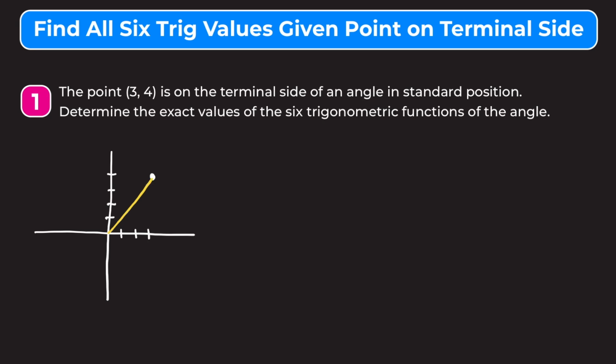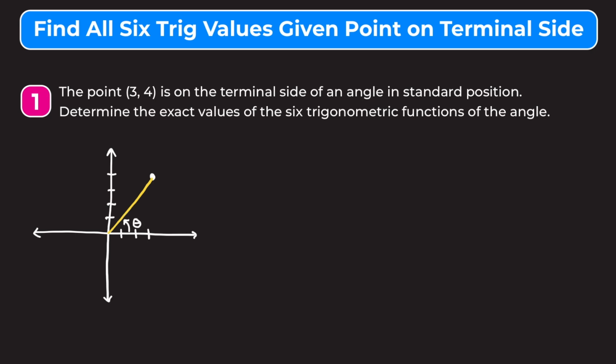That's what they're saying. And standard position means that our angle is going to start at the positive x-axis. So it's going to start here. So our angle is like this. I'm just going to label this angle as theta. That's what they mean by the terminal side of an angle having the point (3, 4) on it, in standard position. You start from the positive x-axis, go counterclockwise, and draw a line from your origin to that point, and that's the ending side of your angle. Now we want to find the 6 trig values of this angle.